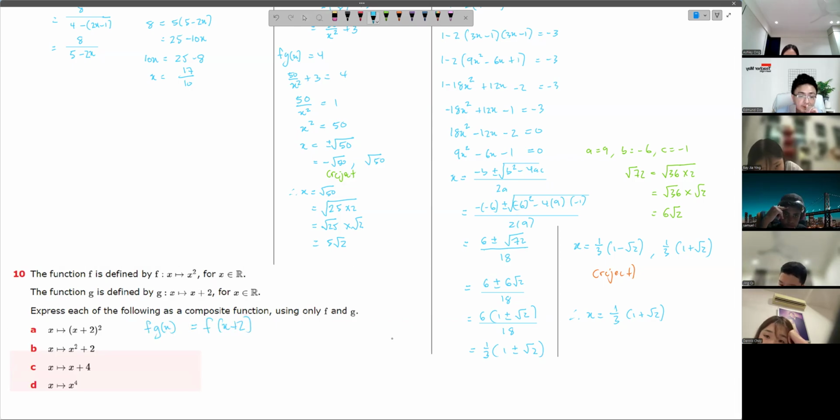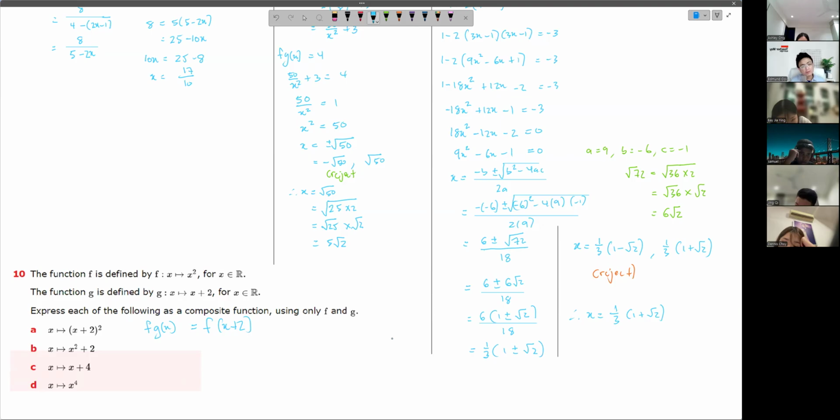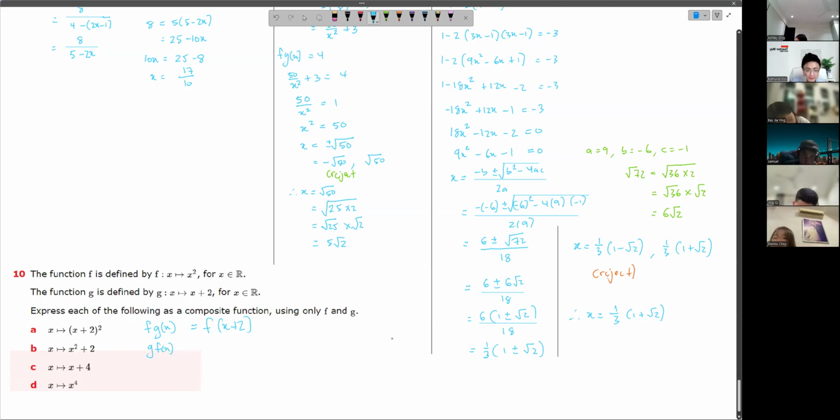So how about b? So b will be g of f of x, right? Because if you put the f of x into the g, then the x will become squared, right? So this is g of x squared, which gives us what the question has.